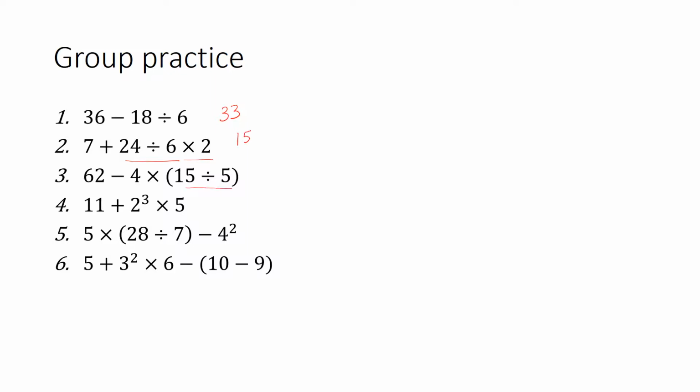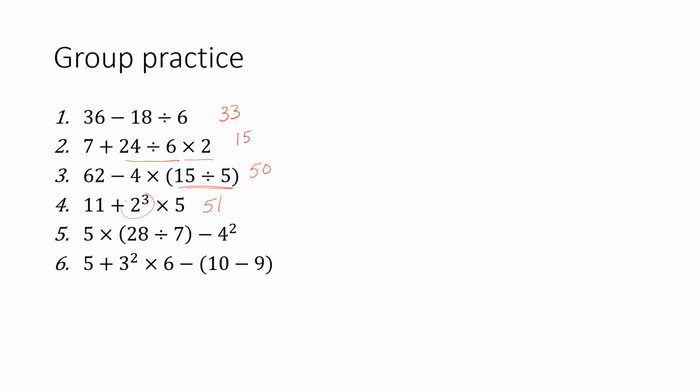Here we need to divide first because it's in our parentheses, so that would be a 3. Then we're going to do the 4 times the 3, which would be a 12. 62 minus 12 is 50. Number 4, we need to cube the 2 first, so that would be an 8. 8 times 5 is 40. 40 plus 11 is 51.